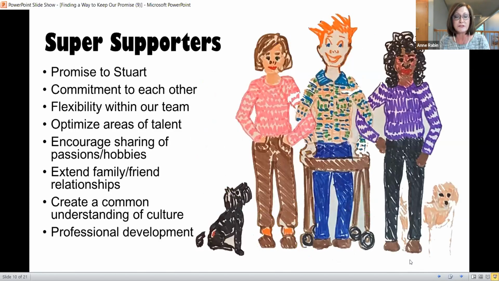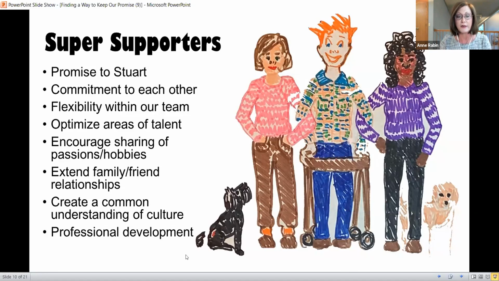What was critical to us was that we knew that the key to a good life for Stuart were going to be those people who came across his doorstep every day to care for him. And we worked really hard to build a super supporter team. We wanted this to keep our promise to Stuart of that kind of life that he wanted. We are very firm on having a commitment both to Stuart, but also to each other.